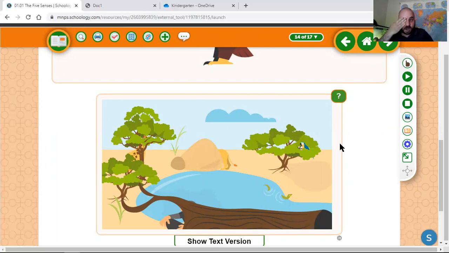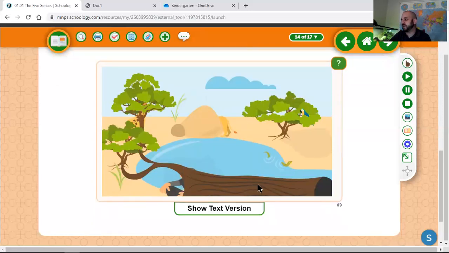So if I cover one eye and look at something, and then I change and cover the other eye, everything will shift or move over just a little bit from when I have one eye covered versus when I have the other eye covered. But when I have both eyes open, my brain is able to take those two images and put them together so I can see where everything is.